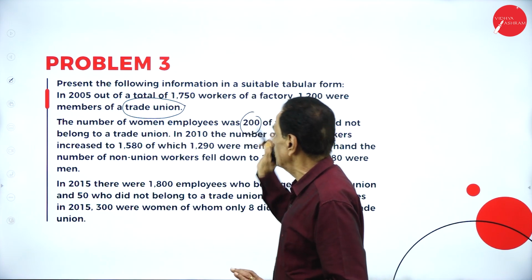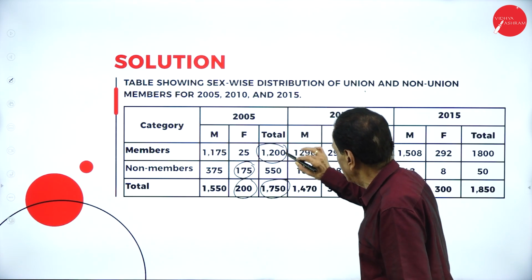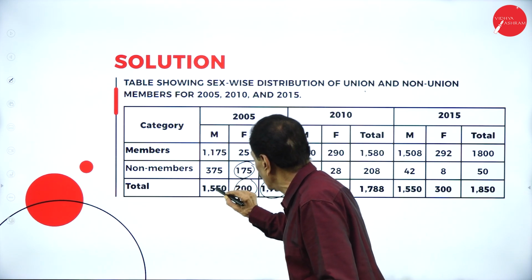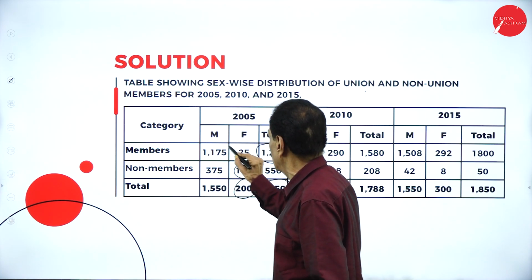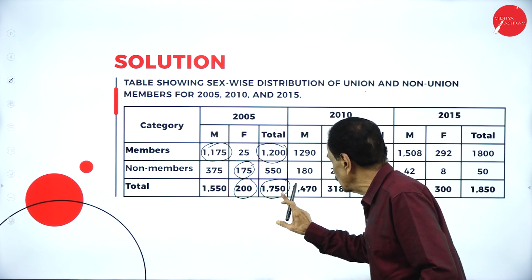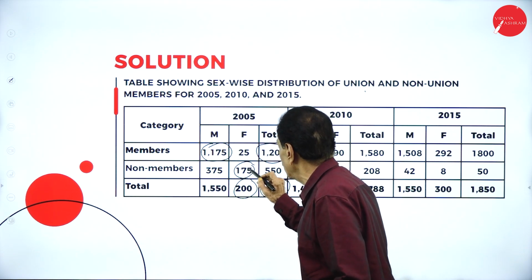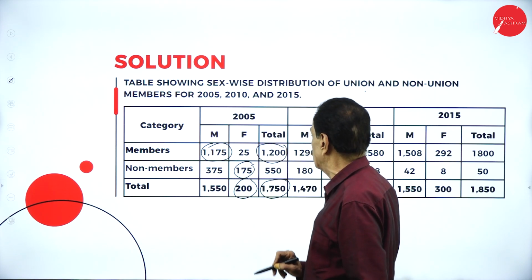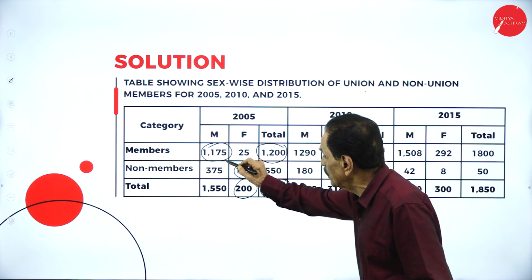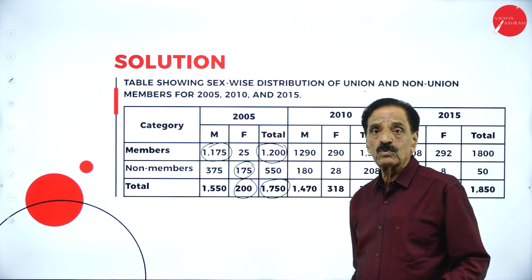So come back here. What's the missing figure you have to calculate now? Here, 1,750, 1,200, 550. Out of 550, 175 gone, 375. 1,550, 375 gone means 1,175. This is the missing figure. They have given 1,750, 200, balance is 1,550. Out of that, 175 are non-members, means 25 are members. Out of 1,200, female is 25, means 1,175. 1,175 and 375 is 1,550. So this goes in favor of 2005.